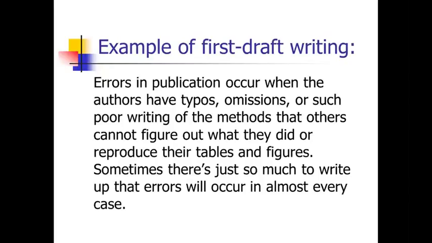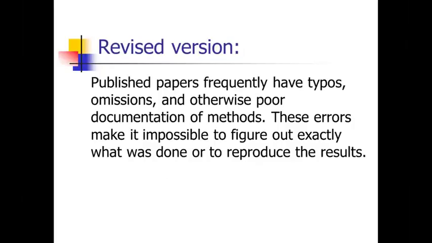So I went back and revised this, and here's what I came up with in the revision. "Published papers frequently have typos, omissions, and otherwise poor documentation of methods. These errors make it impossible to figure out exactly what was done or to reproduce the results." So you can see that very much resembles the first draft, except it's much more clear and concise. It's much more to the point. I dropped out a whole idea that there's just too much to write up, because I had a quote from somebody saying that exact thing in another paragraph, so I didn't need the repetition.